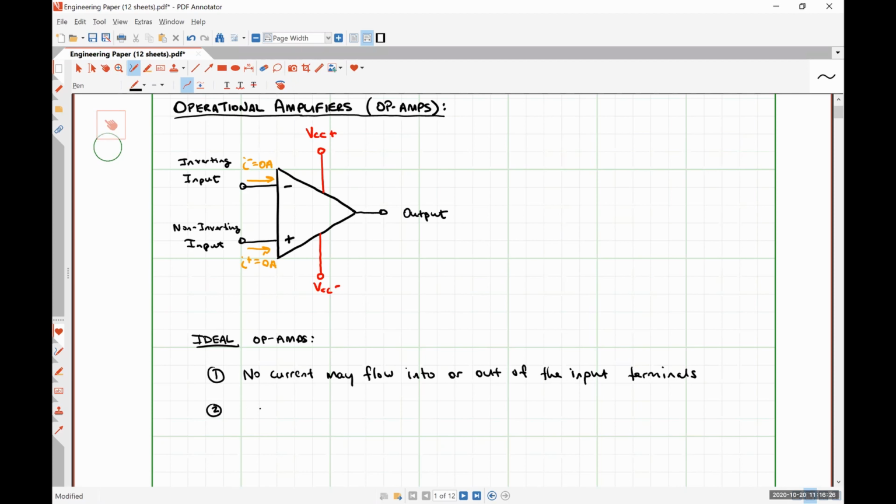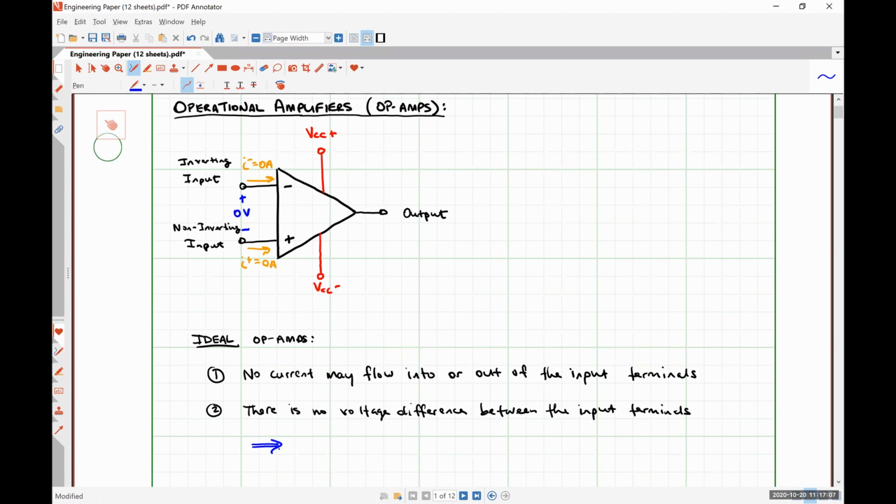Op-amp rule number 2 states that there is no voltage difference between the input terminals. So applied to our schematic diagram, that would mean that the potential difference between these two input terminals must be 0 volts.